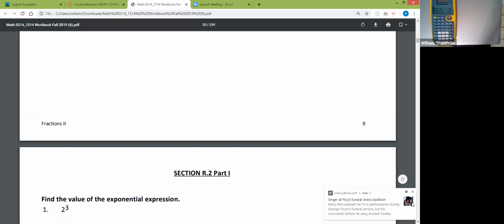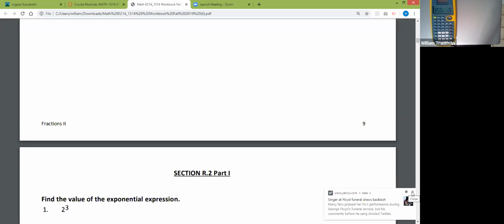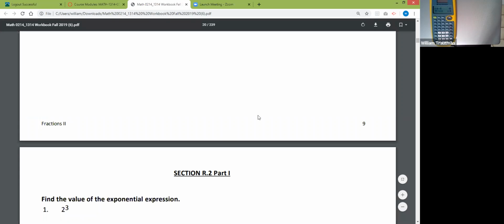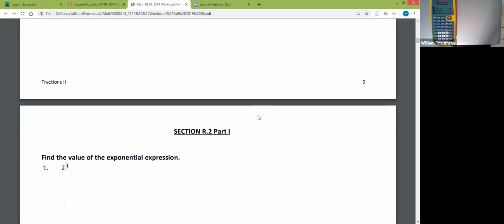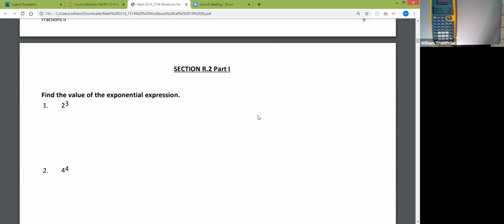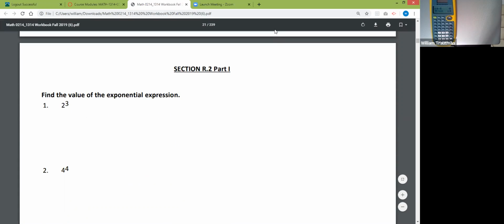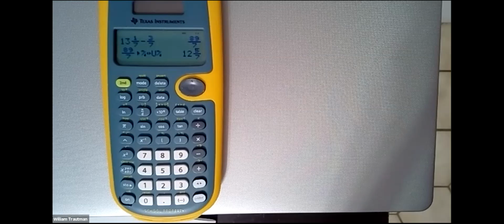I keep on getting these little advertisements and stuff popping up, news feeds on my computer. I can't figure out how to stop it. I am going to hit stop record for a second.